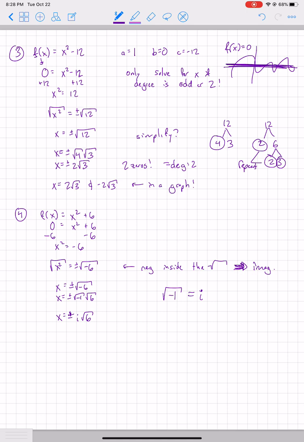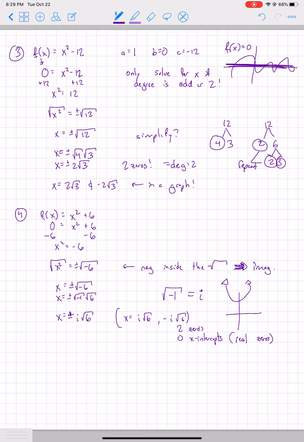So if we wanted to rewrite this, which we don't have to, we know our 2 zeros are positive i square root 6 and negative i square root 6. This will not be on the graph. So here our parabola would look something like this. And we have 2 zeros, but we have 0 x-intercepts, because our zeros must be real to become x-intercepts.